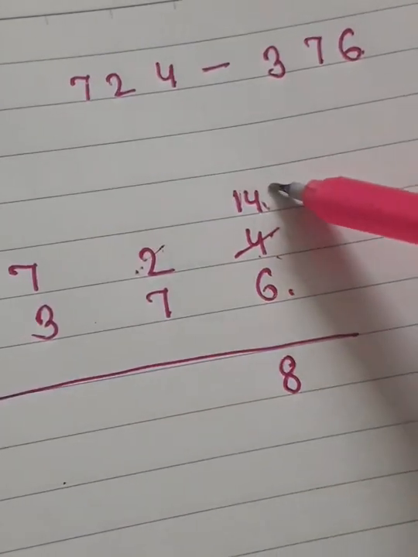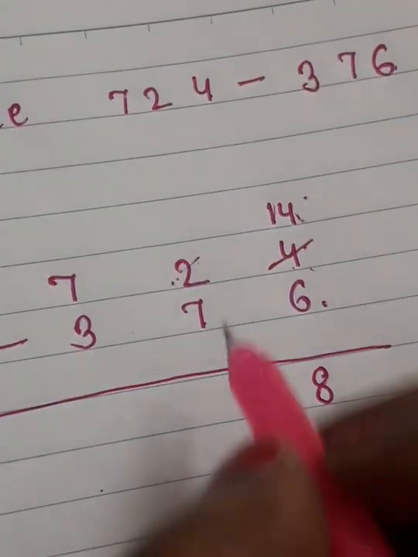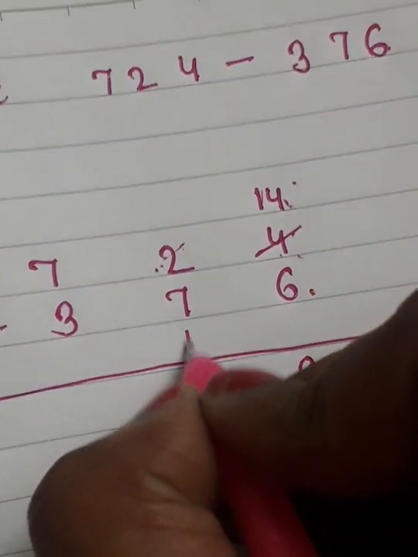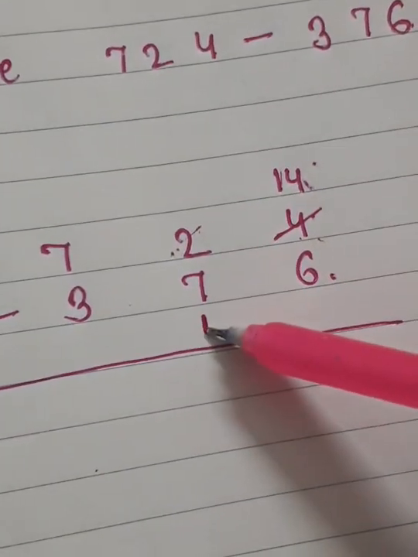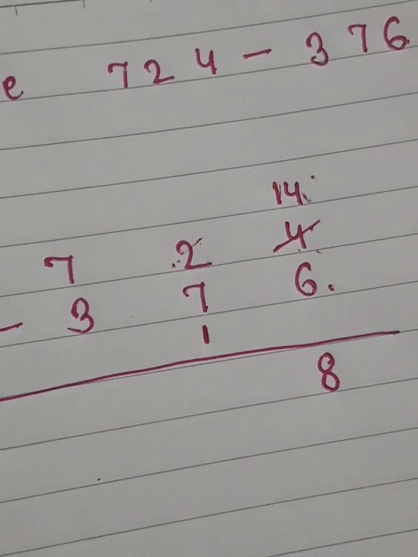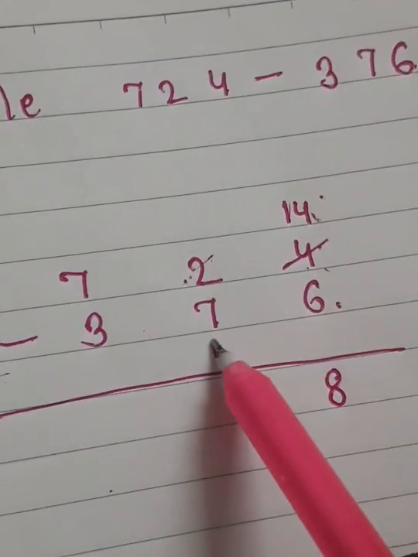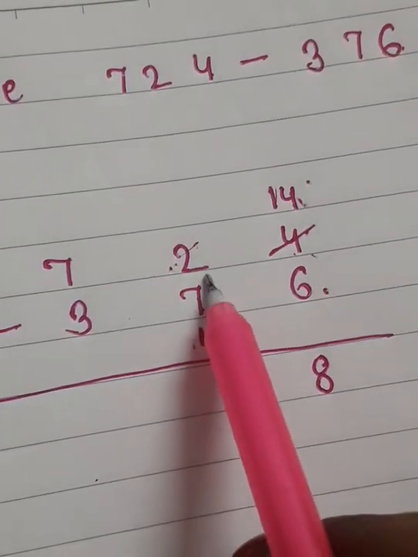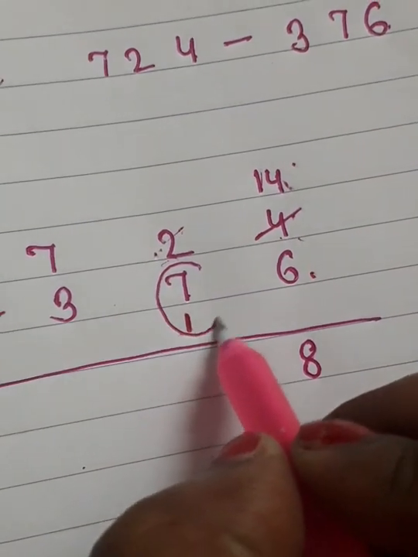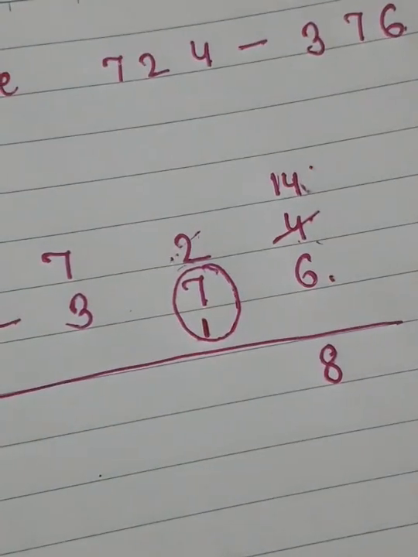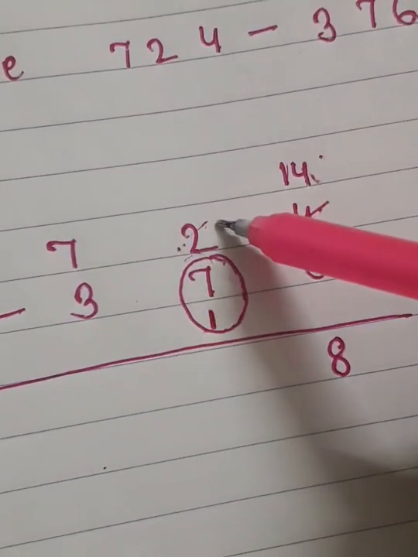Now, we have assumed that 4 becomes 14. Whenever we are assuming, what do we have to do? We have to give 1 to the downside number of the next column. Clear? If you are assuming here, you have to add 1 to the downside number. This 7 plus 1. Clear?